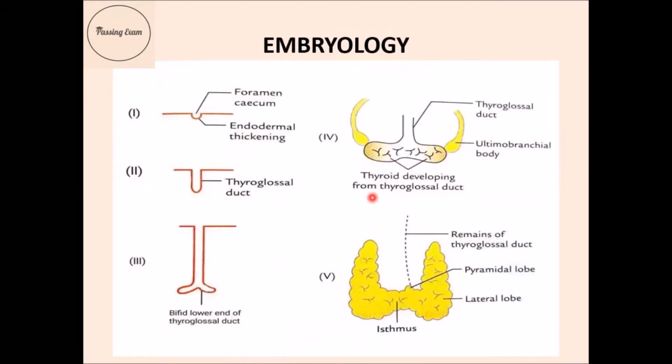Thyroid gland is developed from the base of the tongue where the foramen cecum is lying. There is an endodermal thickening at the level of foramen cecum. This endodermal thickening elongates downward as the thyroglossal duct. It continues to elongate downward and then it bifurcates at the lower end. These bifid ends enlarge to form thyroid gland. As you can see, two lateral lobes, and in between there comes the isthmus.